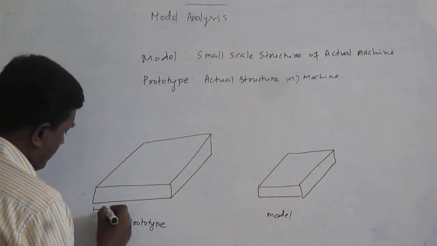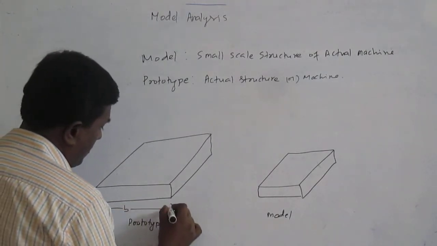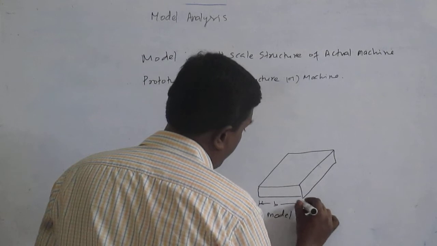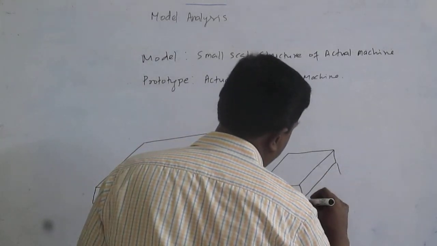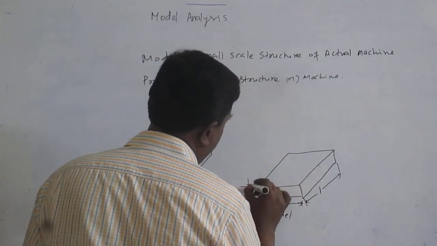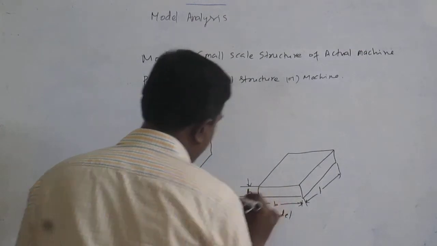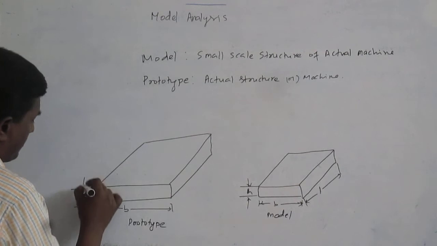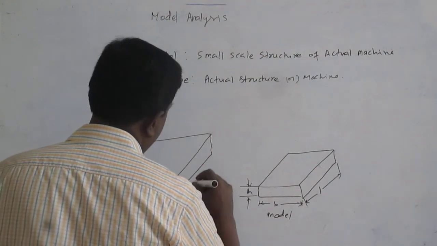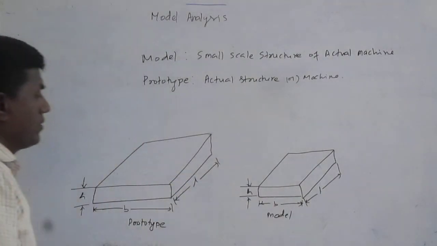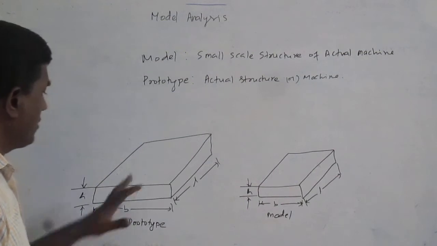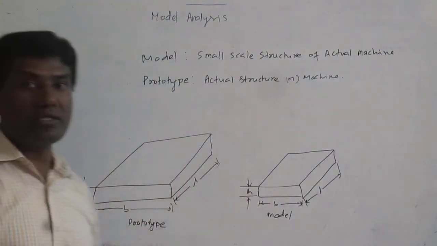This is, you can say B, and this is B in model, and this is... So whenever we say both are similar in shape, but dimensions are different.